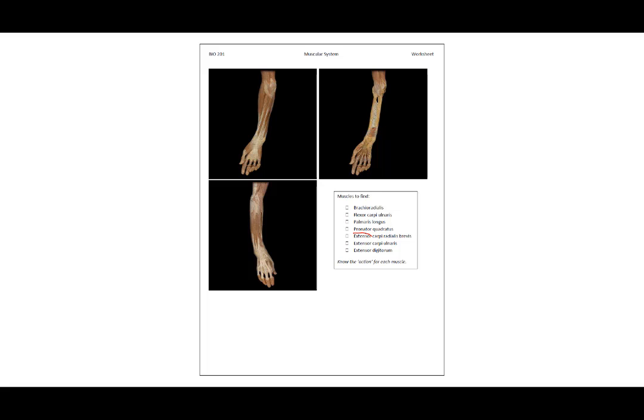Extensor, so all three of these are going to be on the posterior surface. We already did extensor carpi ulnaris over here. So then we'll do radialis. I just included brevis. There's actually a longus. Brevis means short. So it's going to be here. And digitorum will just be the one in the middle because it's going to go to all the digits.